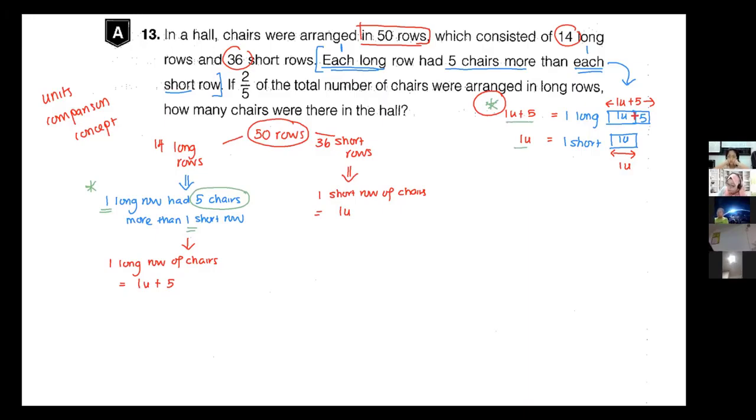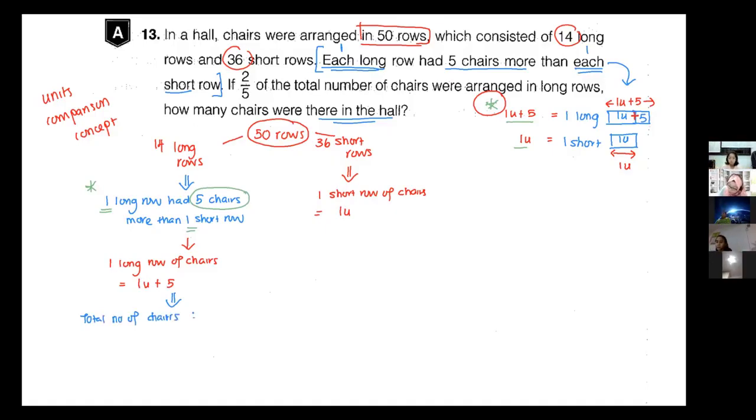All right. Right now, next one, I do not just stop at one long row and one short row, because what the question wants is, how many chairs were there in the hall? That means everything, right? Total. The total long rows and the total short rows plus together. That's what I want. Okay. So from one long row, I can actually find the total number of chairs. And how do I do that?